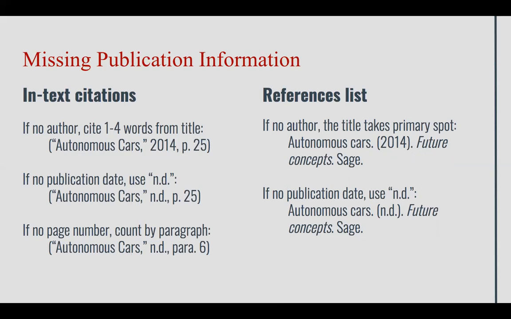If you're missing some of that information, you can see on the right how you would handle that in your references list citations. If there's no author, you use the title. If there's no publication date, you use n.d. If there are no page numbers, it's probably not a big deal unless it's maybe an article within a journal. But you could either use paragraphs there or just leave that information out.